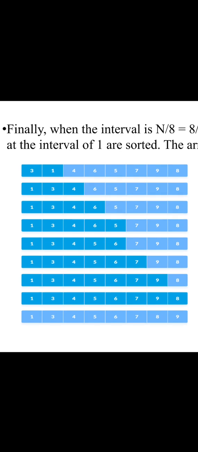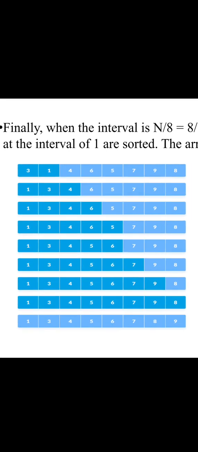Again let's go to the third iteration. In third iteration, finally when the interval is n/8, that is total element is 8, n value is 8 divided by 8, that is 1. So the interval between the elements should be 1. Then the array elements lying at the interval of 1 are sorted. So if it is 1, then you have to compare the next neighboring element.